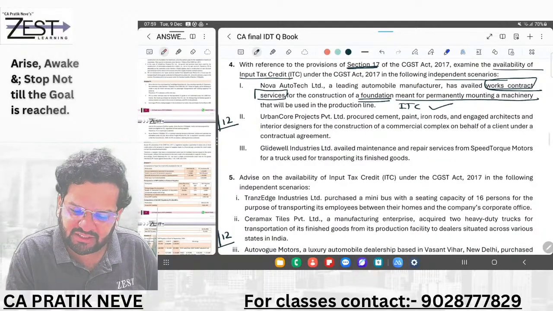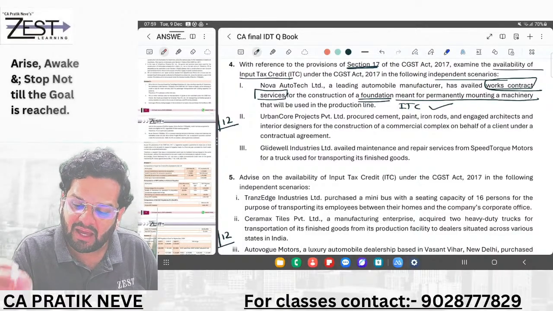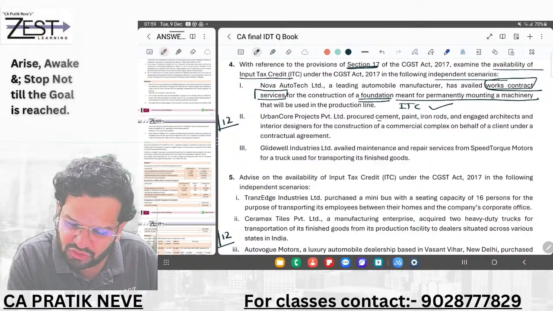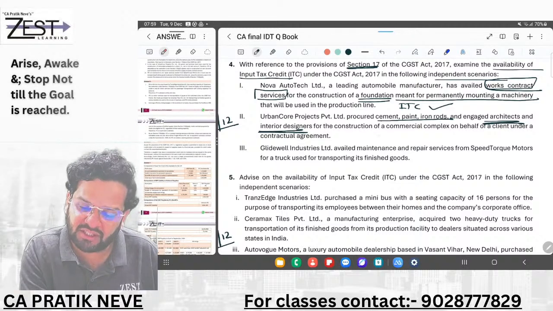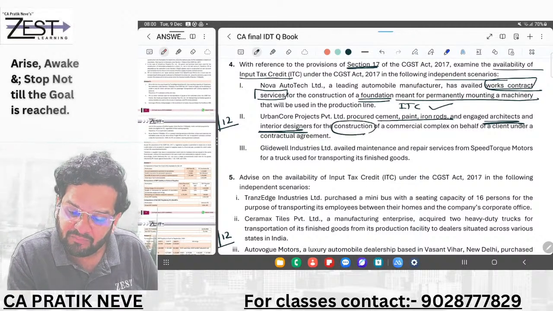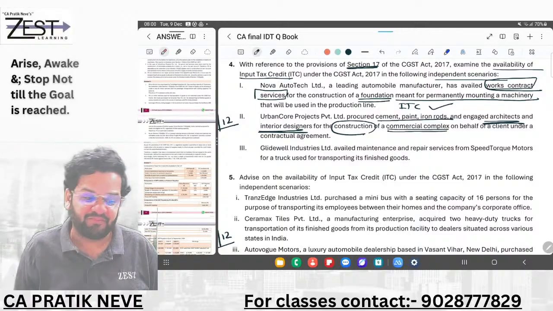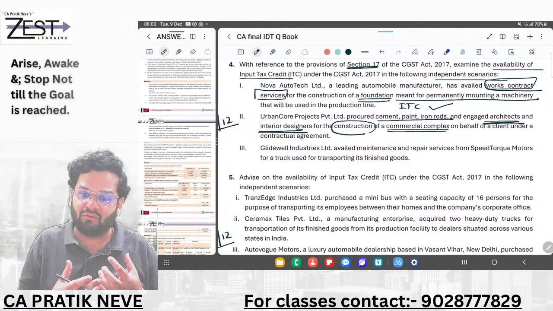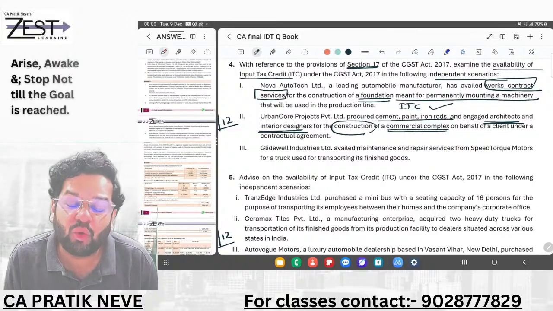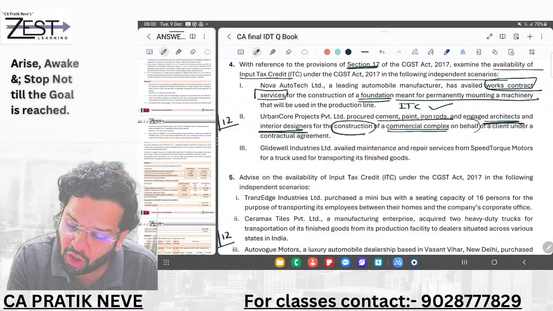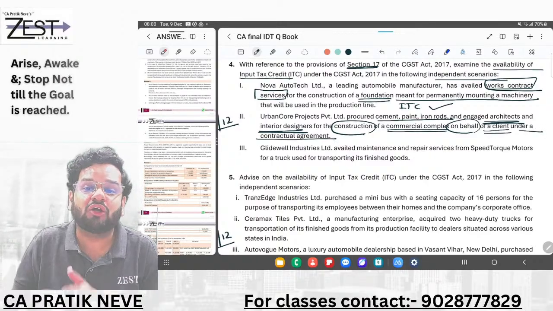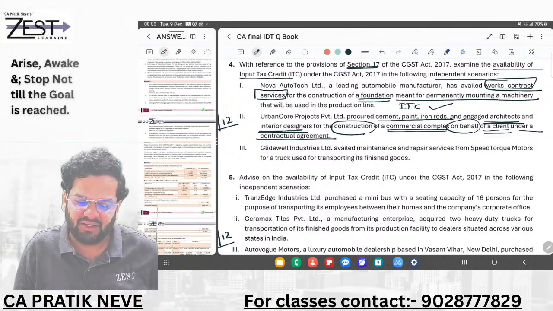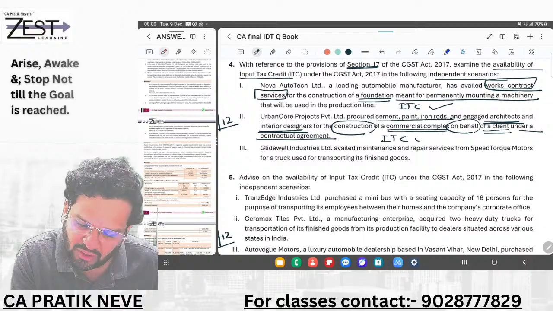Urban Core Projects Private Limited procured cement, paints, iron rods. These are goods. And engaged architects' services, interior designers' services, for construction of a commercial complex. So till now, I am getting a feel that there is no ITC, but it is on behalf of a client under a contractual agreement. So this is not for its own business. It is on behalf of the client. So ITC will be allowed.